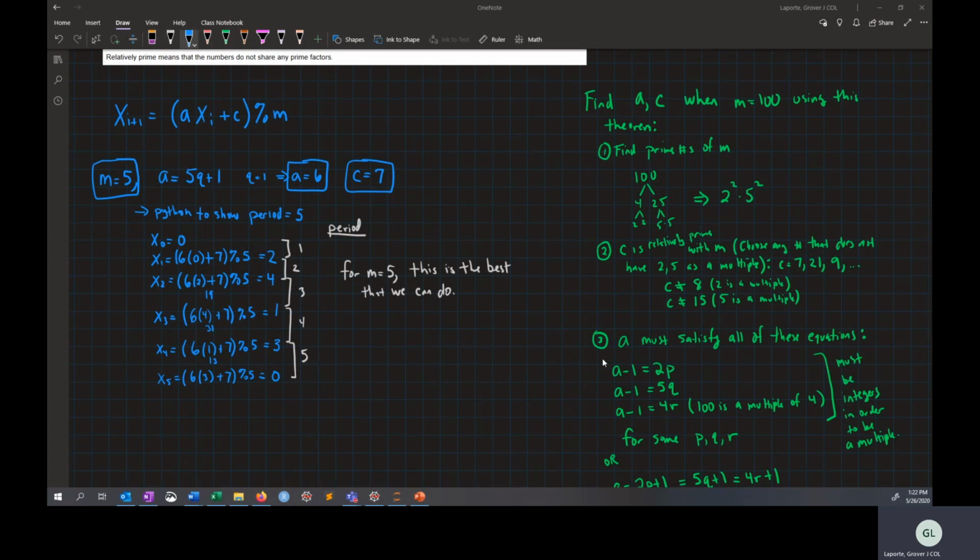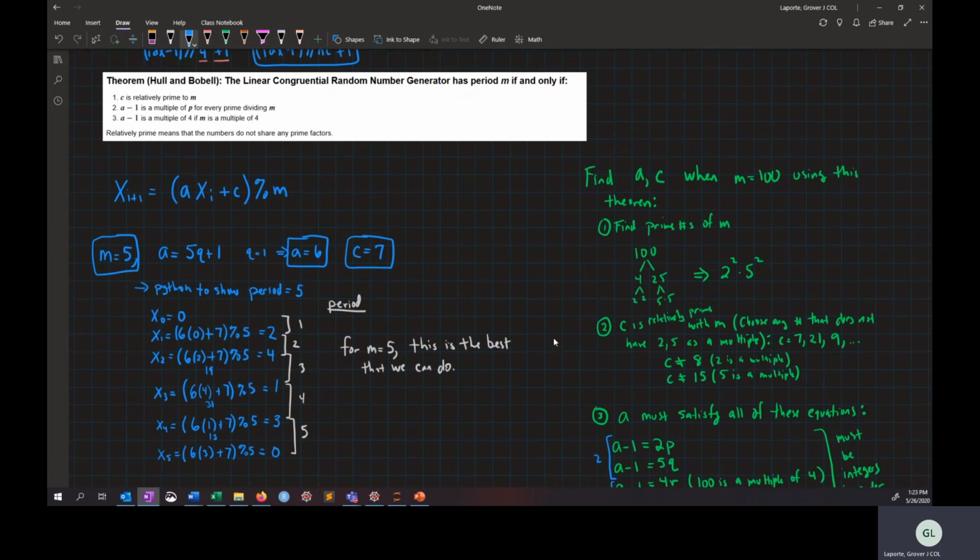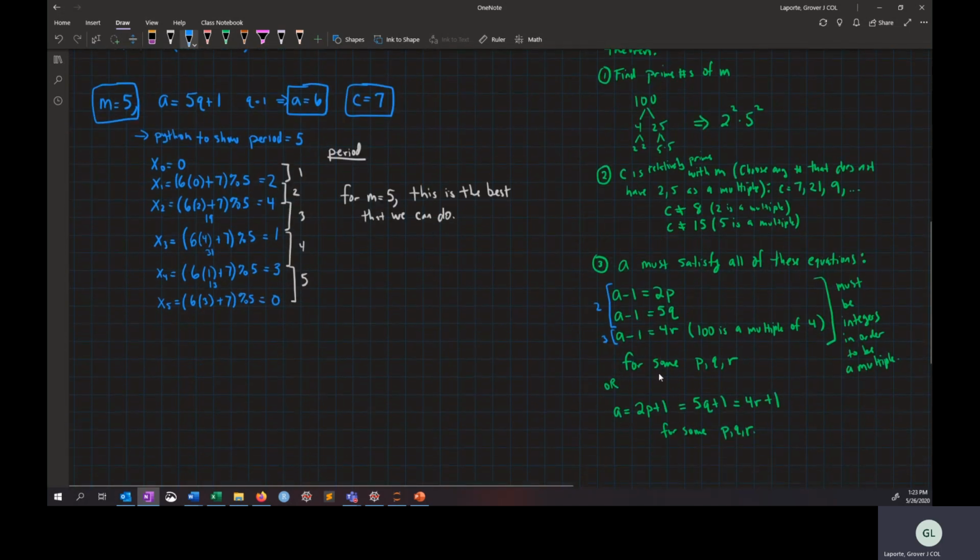Let's see, yeah, I can use blue. These come from number 2, and this one comes from number 3, because 100 is in fact a multiple of 4. So 100 is a multiple of 4, and we have to worry about this last one. That's where this last one comes from. The problem is they have to be multiples, so these must be integer values. So I have to choose P, Q, and R that satisfy these, and all of them are integers.